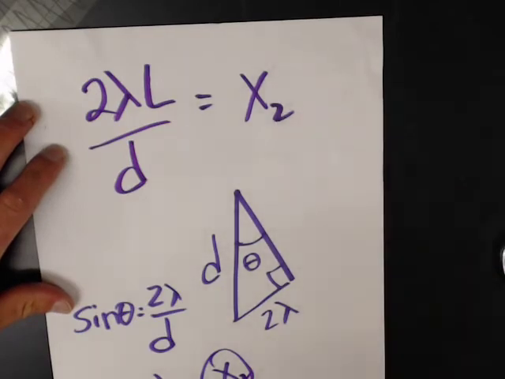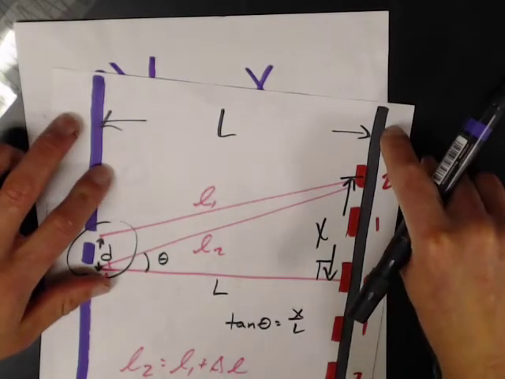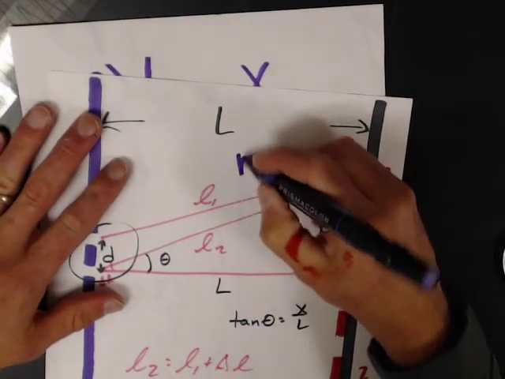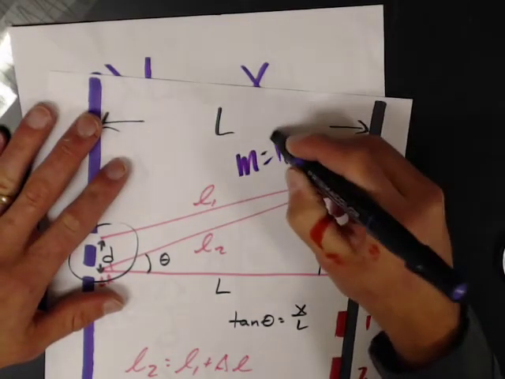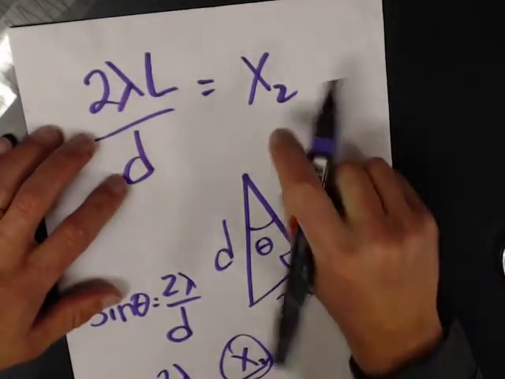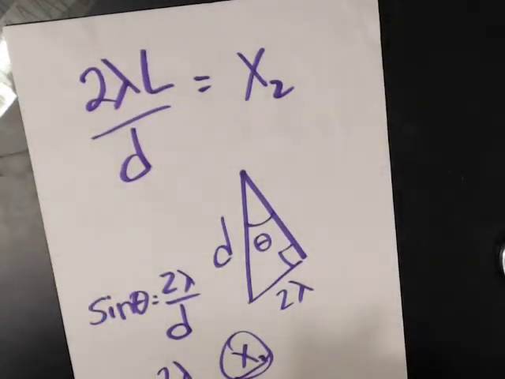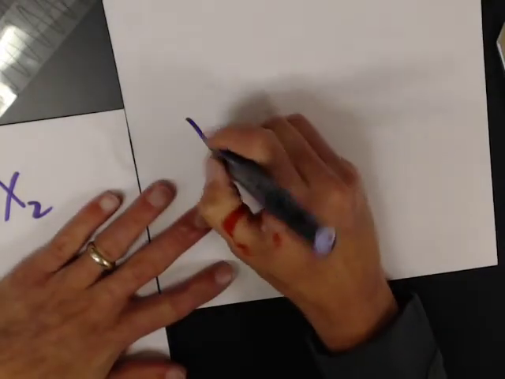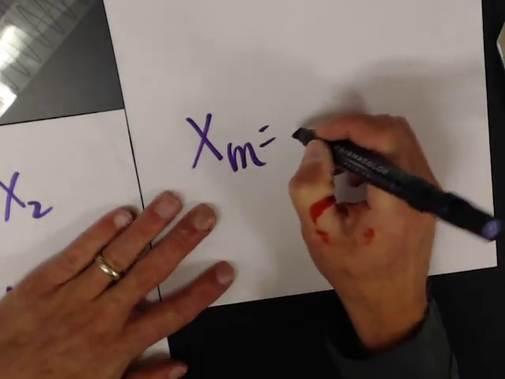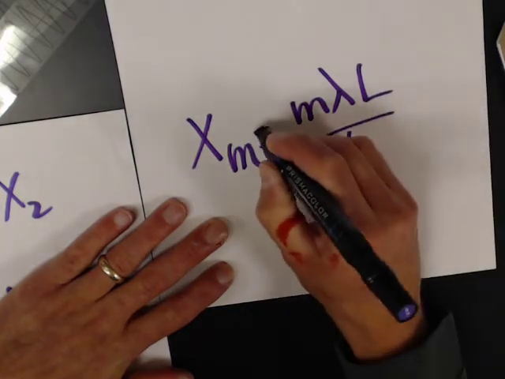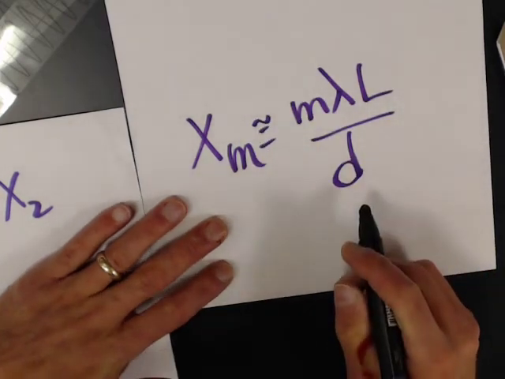But what if I want to find the third order, or the fourth order, or the fifth order? Because I have an integer, that integer is just m. So 0, 1, 2, 3, 4, 5. So we can replace that number with m. So the position of the mth order fringe is m lambda L over D. Remember, because we're using a lot of approximations, we're going to throw that in there.